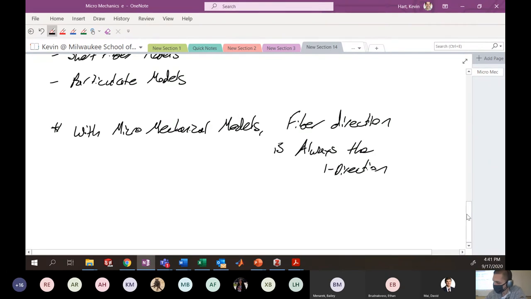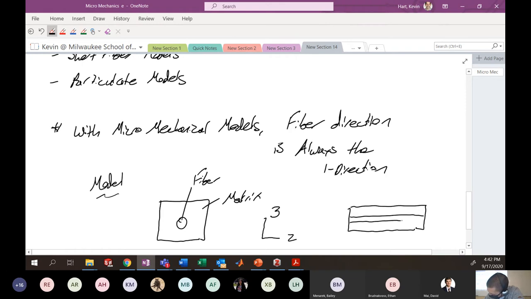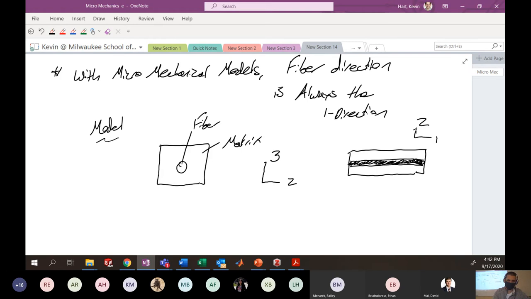All right. It's always the one direction. So what do I mean by that? If we look at the model that I had originally, some matrix material with some fiber. So here's the fiber and matrix. Well, this is like the 2-3 plane, because the one direction is along the length of the fiber, which we'd assume is into the plane infinitely. So maybe if you're looking at this from the side, then you've got something like this, where this is a single carbon fiber embedded in the epoxy matrix. This is the side view. And maybe this is your 1, 2 here. So by standard nomenclature, the fiber is always in the one direction for these micromechanical models. I just got to get that out of the way so that we're clear when I start talking about one direction.